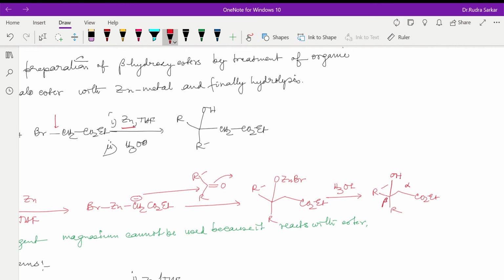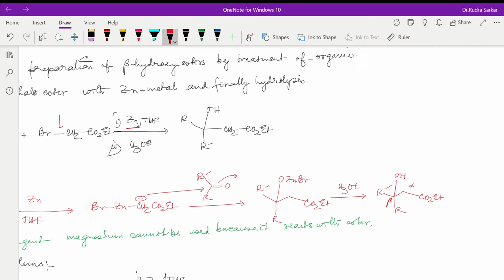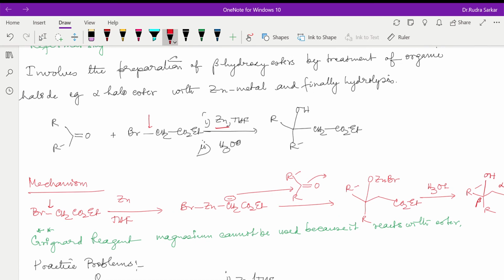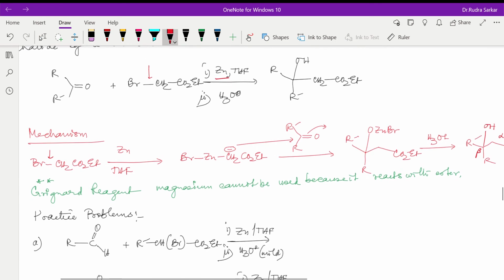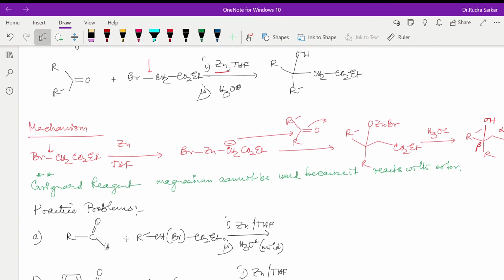Now, why are we not using Mg in place of Zn? Because magnesium, once it forms the Grignard reagent, can self-react with these ester molecules, and so will hinder the reaction, and we will not achieve what we want to achieve.